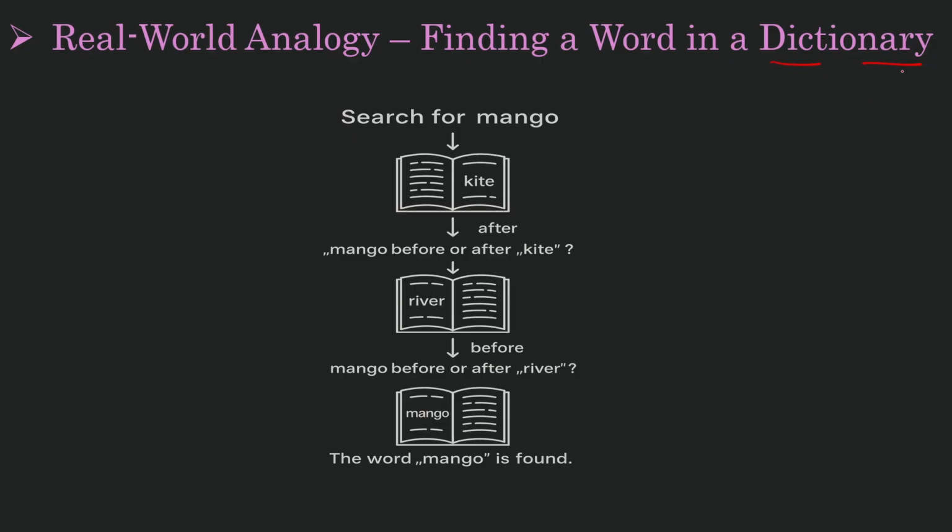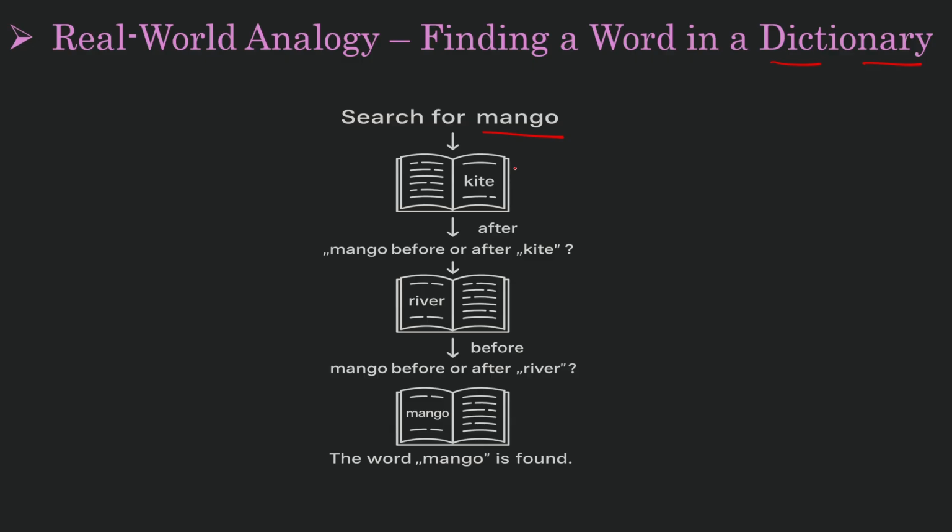Imagine you're trying to find the word mango in a dictionary. A dictionary is a sorted list of words, arranged alphabetically, which is perfect for binary search. If you were to search for mango by starting at the first page and checking every word one by one, it would take a long time, especially since a dictionary has thousands of words. Instead, you use a smarter approach.